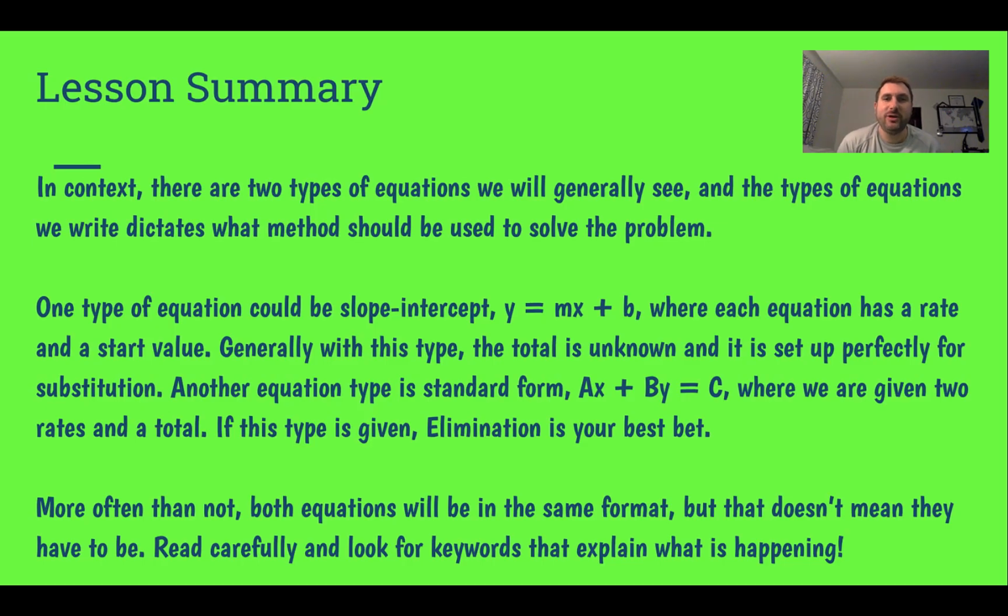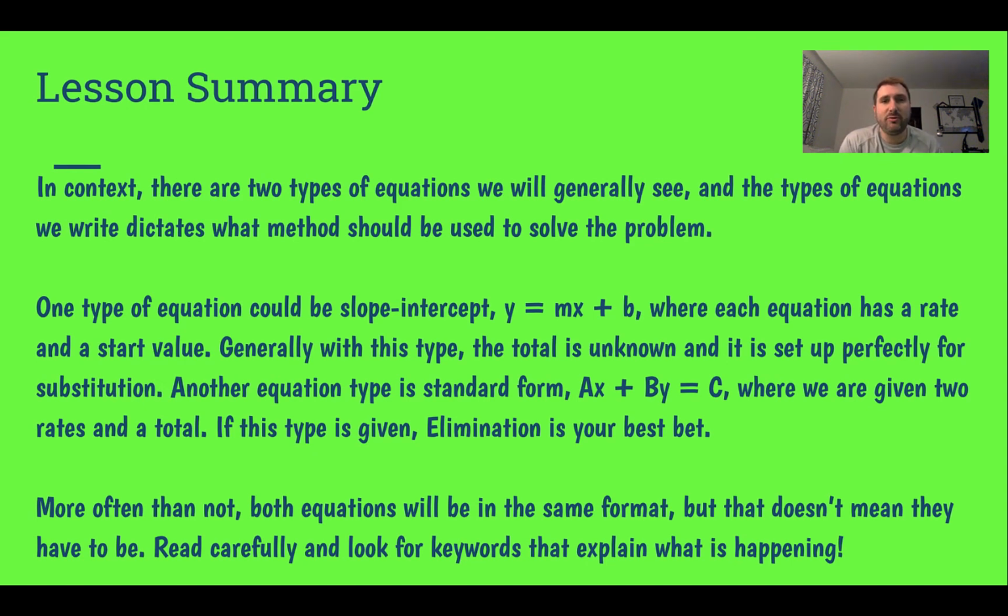In this lesson, we learned about different formats of word problems. There are two formats you're generally going to see, and depending on which format it is, that'll really tell you how the problem should be solved. So the first type you might see is slope-intercept form, y equals mx plus b, where there's a rate and a start value. Generally, if we see slope-intercept form, it's wanting you to solve it by substitution.